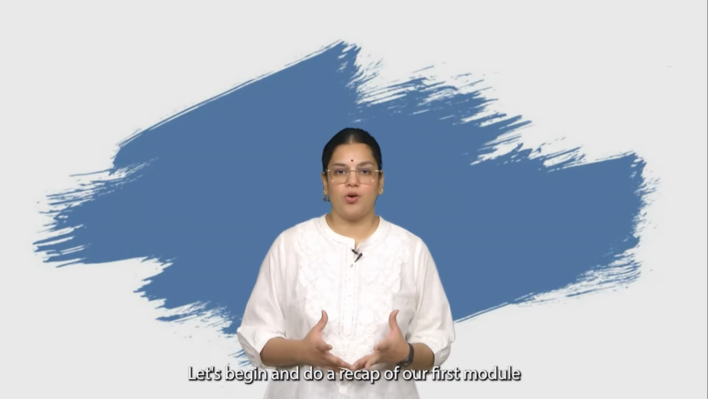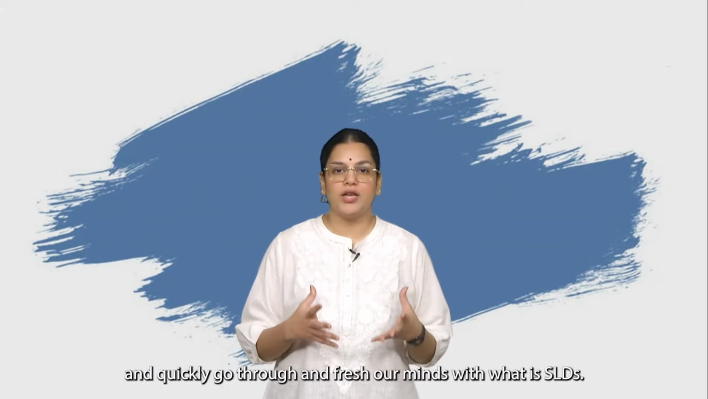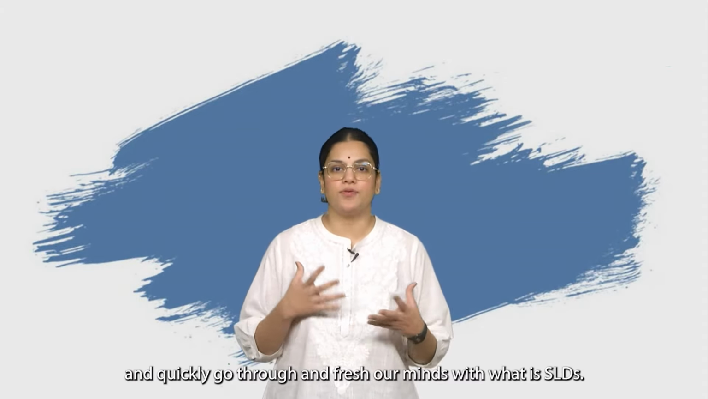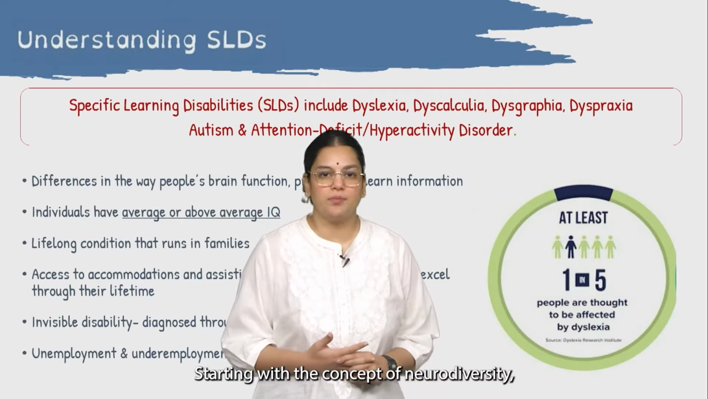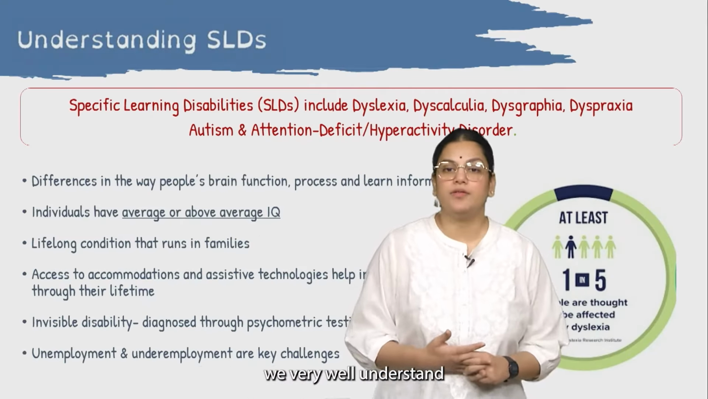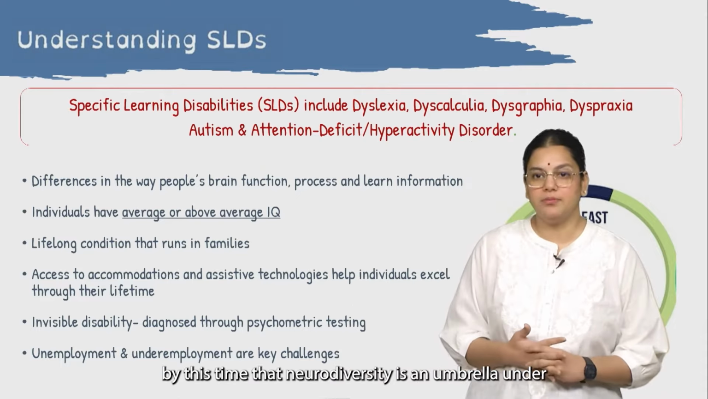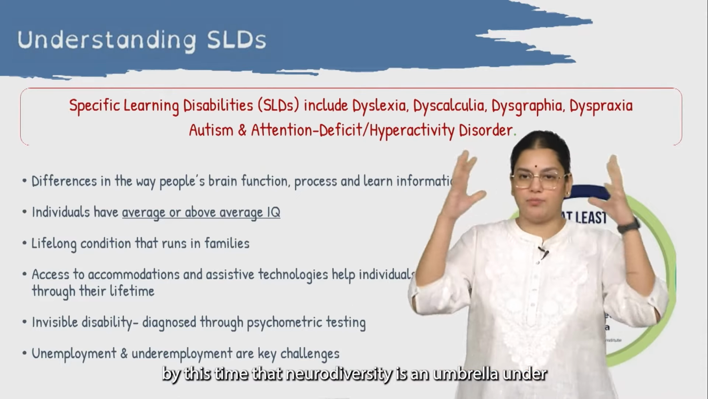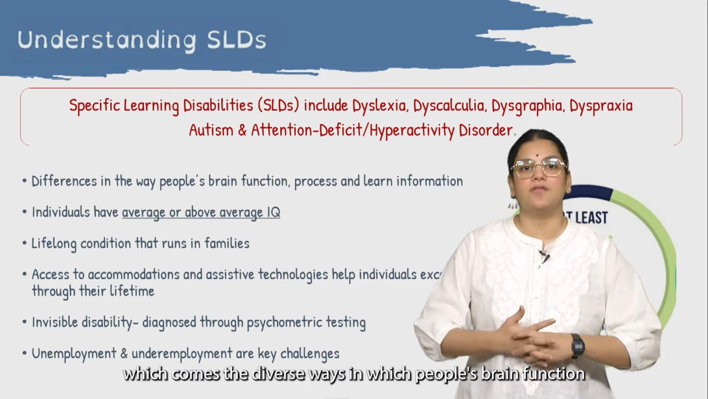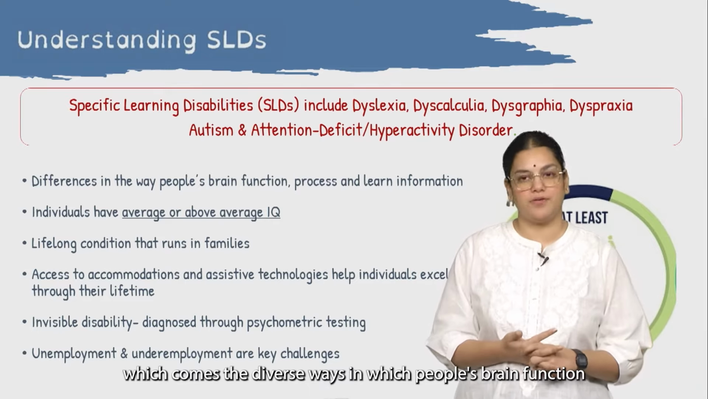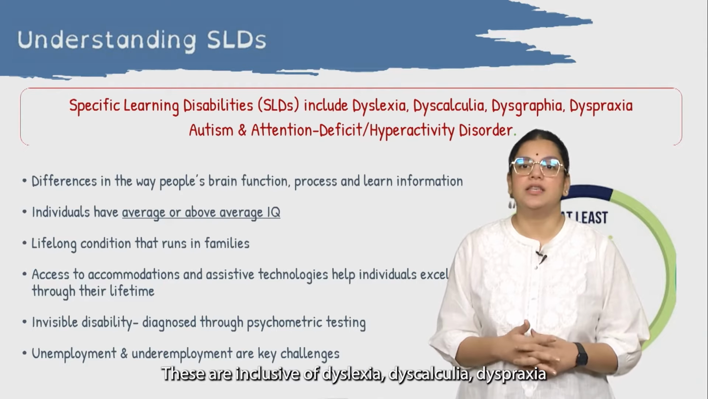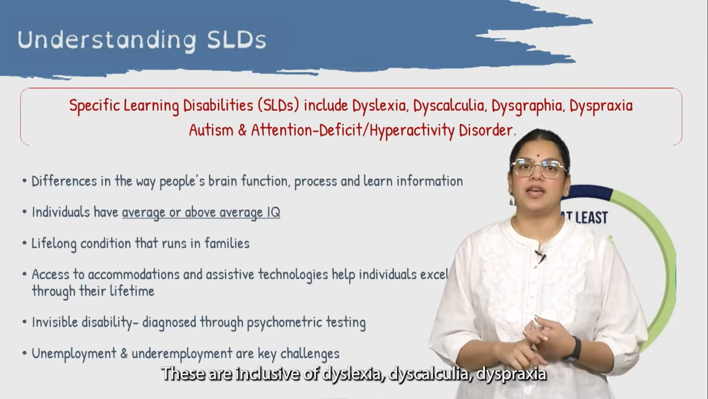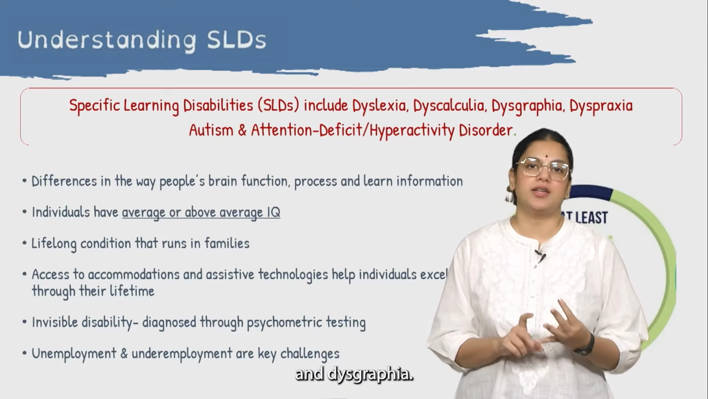Let's do a recap of our first module and quickly go through and refresh our minds with what SLDs are. Starting with the concept of neurodiversity, we very well understand by this time that neurodiversity is an umbrella under which come the diverse ways in which people's brains function, and under the same we have specific learning disabilities. These include dyslexia, dyscalculia, dyspraxia and dysgraphia.